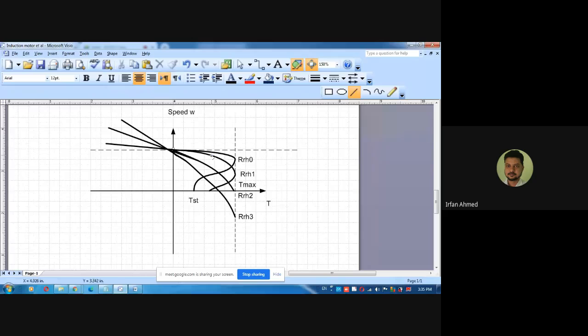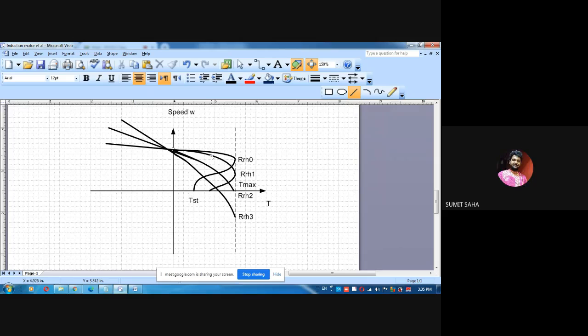The second case is when the load torque is greater than the starting torque, so that your motor starts running in the opposite direction. Then also you will get plugging or counter current braking.